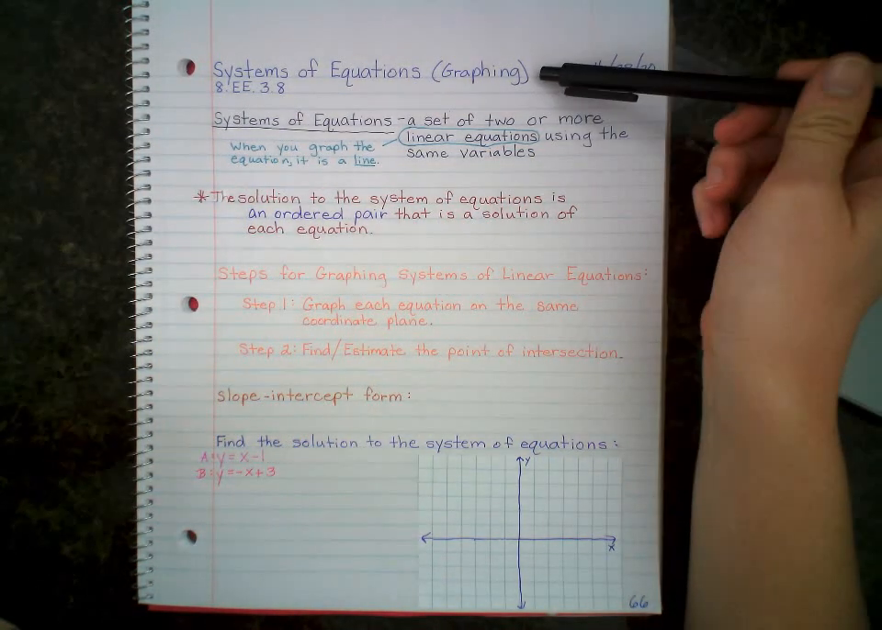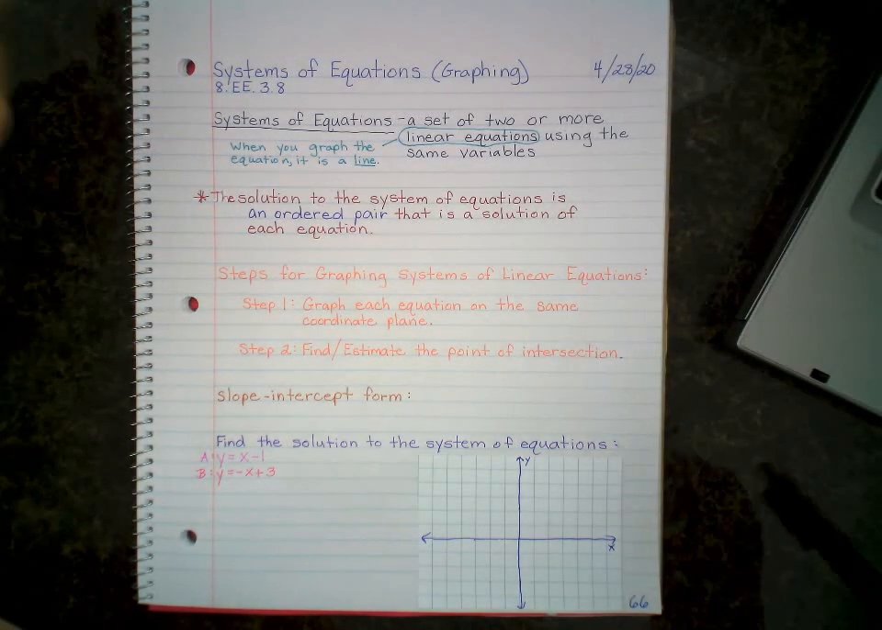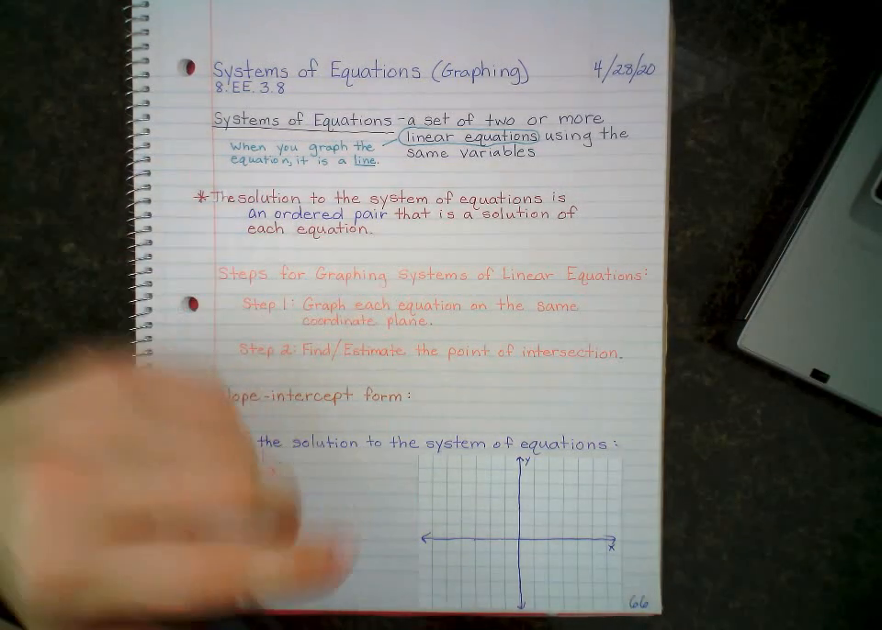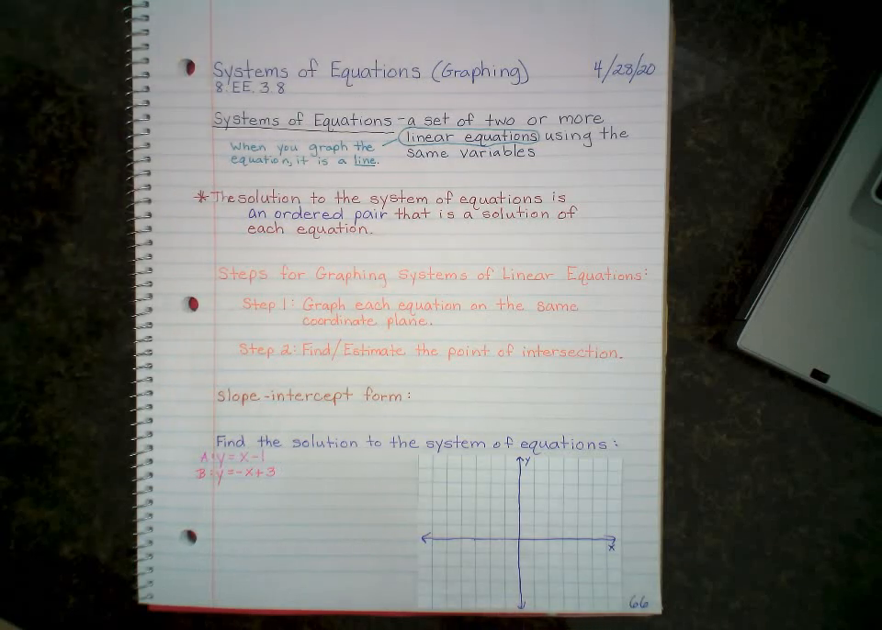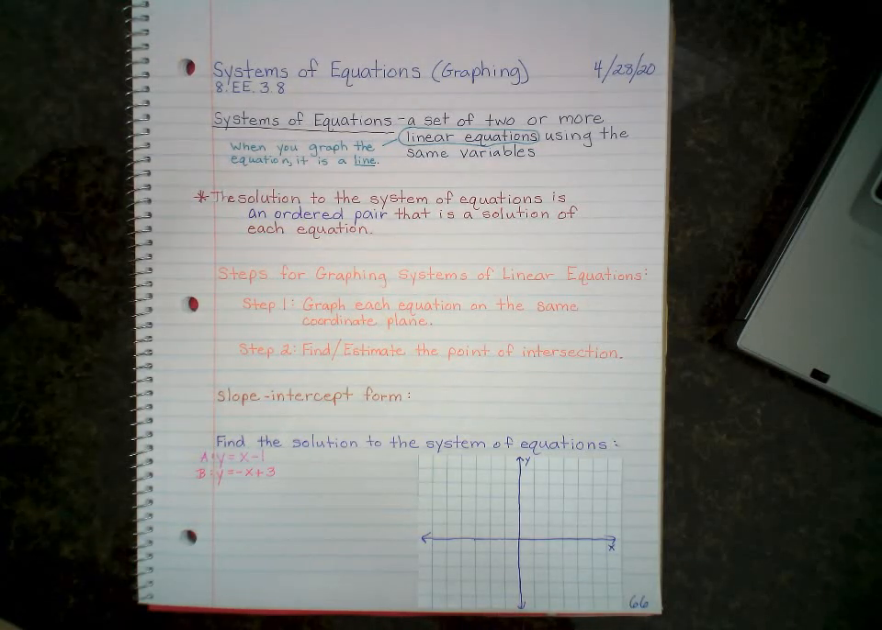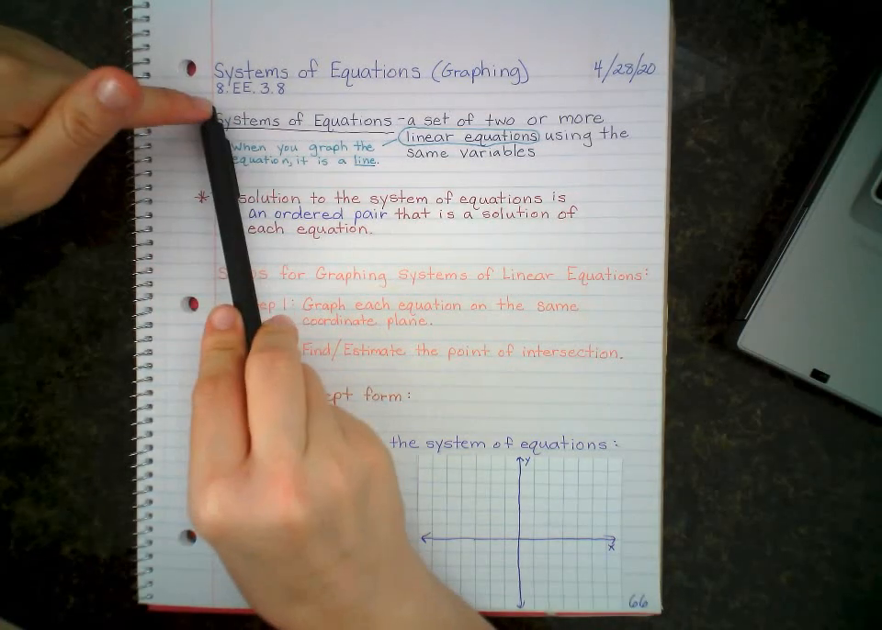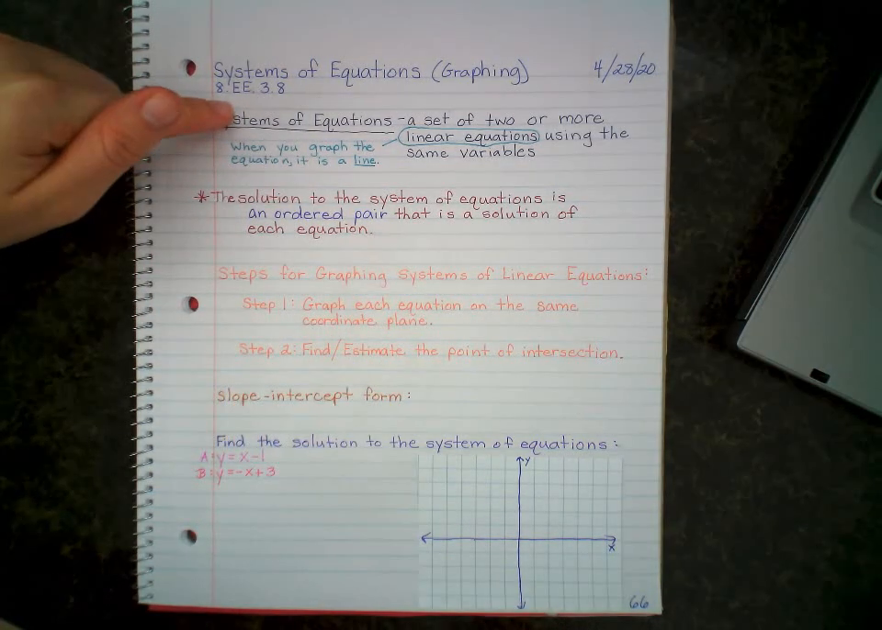We are solving by graphing. So the three different ways that you're going to learn how to solve systems of equations is by graphing, by substitution, and by elimination. The standard is 8.EE.3.8, so this is an 8th grade scale.